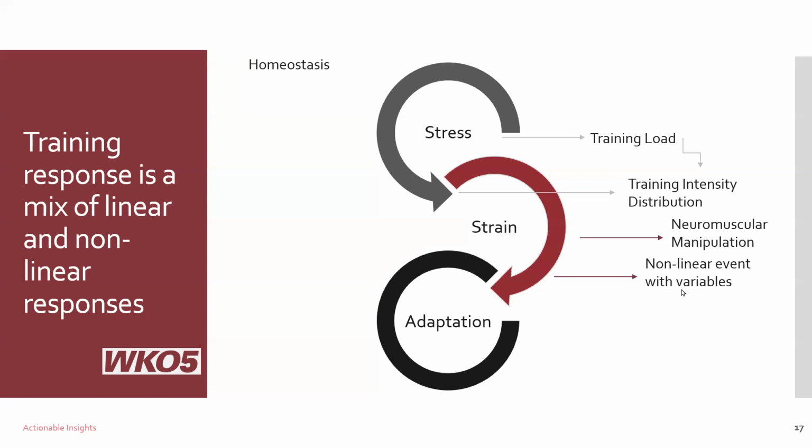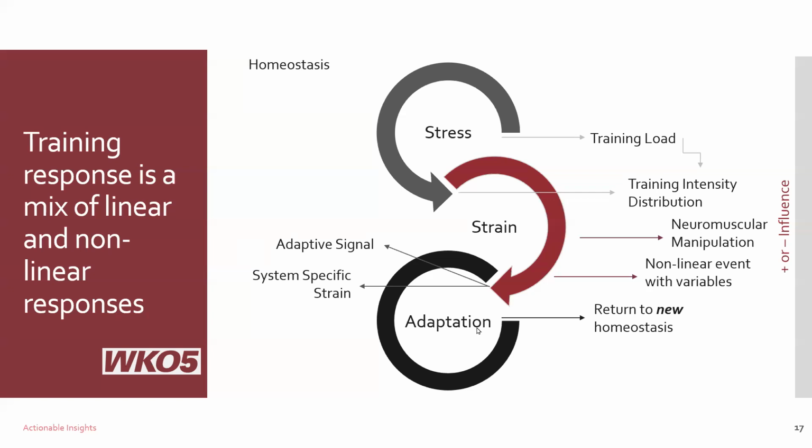So you have nonlinear events with variables going on. You're trying to take those two relationships and make a determination if they're positive or negative in their influence. Because the strain reaction is going to send the adaptive signal that your body is going to respond to, adapt to, and actually use that same signal to supply system specific strain. And if you rest a little, you want the system to return to a new homeostasis, a little better, a little stronger, or a little more prepared for the type of stress before, when it was up here and after you applied all this. That's training. And that's adaptation to training.